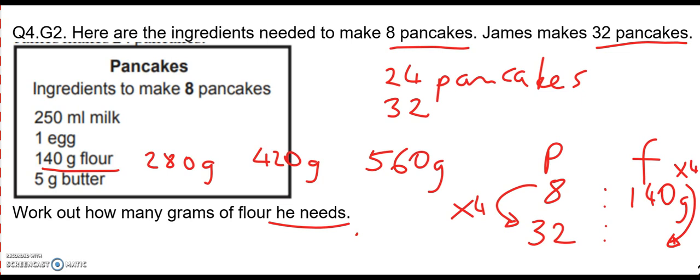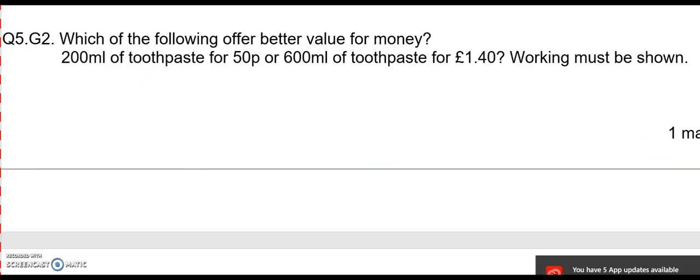So 4 lots of 140 make 560. So 560 grams of flour are needed to make 32 pancakes. The next asks, which of the following offer better value for money? 200 milliliters of toothpaste for 50 pence or 600 milliliters of toothpaste for £1.40.